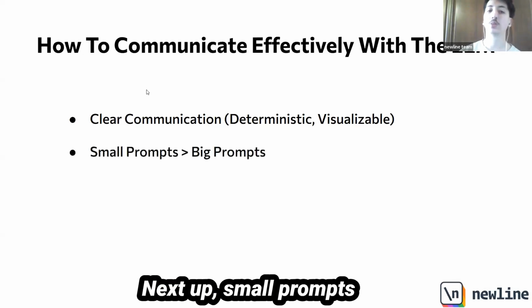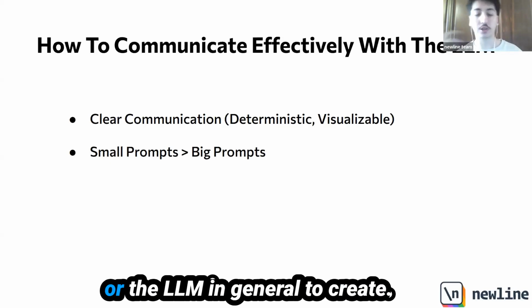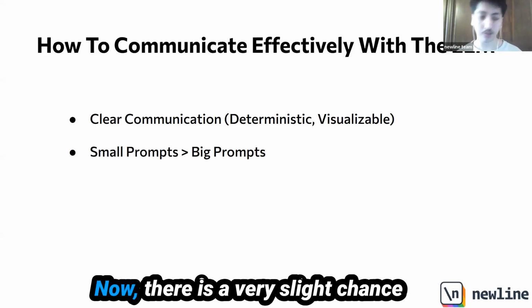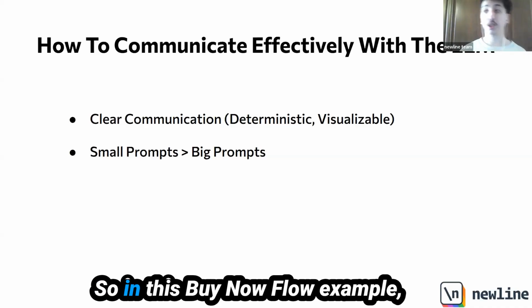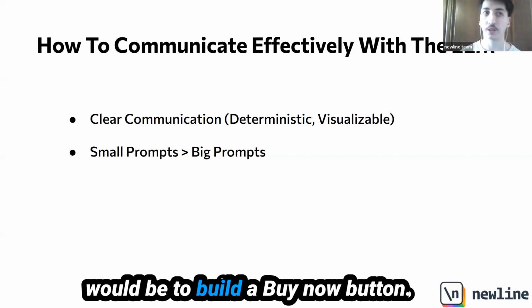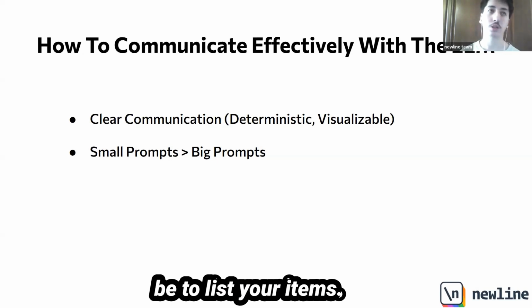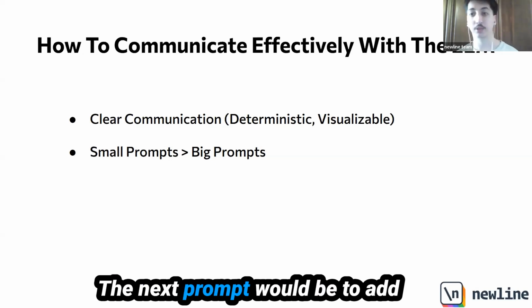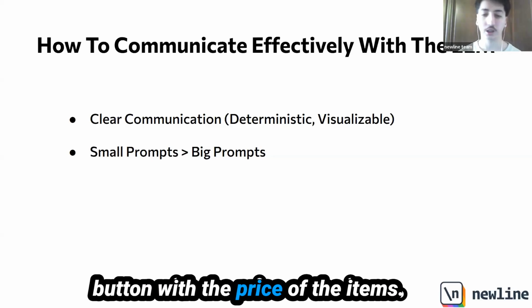Next up, small prompts over big prompts. So again, you could ask Bolt or the LLM in general to create a buy now flow for you. Now, there is a very slight chance that you will actually get what you want, but most likely you won't. So in this buy now flow example, the first prompt would be to build a buy now button. The next prompt would be to create a new page. The next prompt would be to list your items. The next prompt would be to add the credit card details. And the final prompt would be to add the final button with the price of the items.